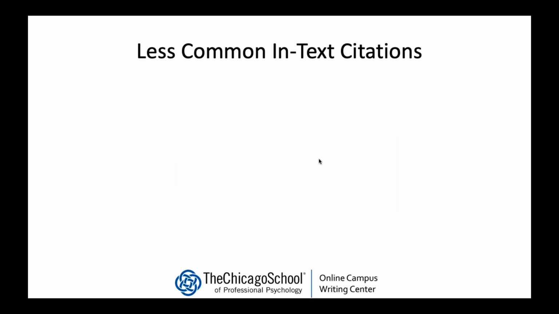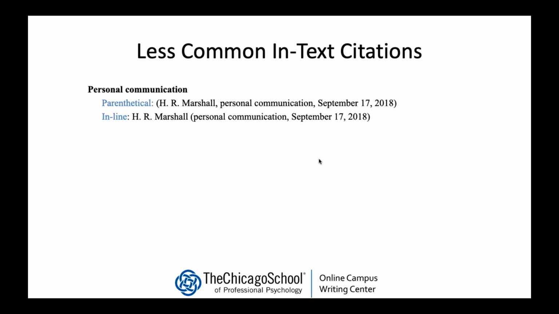Some less common in-text citations that you might also run into in your coursework or dissertation. Personal communication. If you interview someone, you still need to include a citation explaining where you got the material from. To cite an interview, you'll use the initials and last name of the person that you interviewed. So here I have HR Marshall. This is the person who has been interviewed. Then comma, personal communication, comma, the date of the interview.